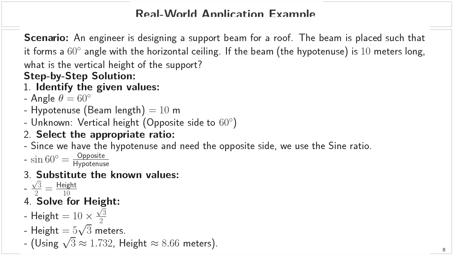Finally, we solve for the height. To isolate the height, we multiply 10 by the square root of 3 over 2. This simplifies to 5 times the square root of 3 meters. If we use the decimal approximation, where the square root of 3 is roughly 1.732, we find that the vertical height is approximately 8.66 meters. This demonstrates how the exact values we just derived are essential for performing precise calculations in engineering.